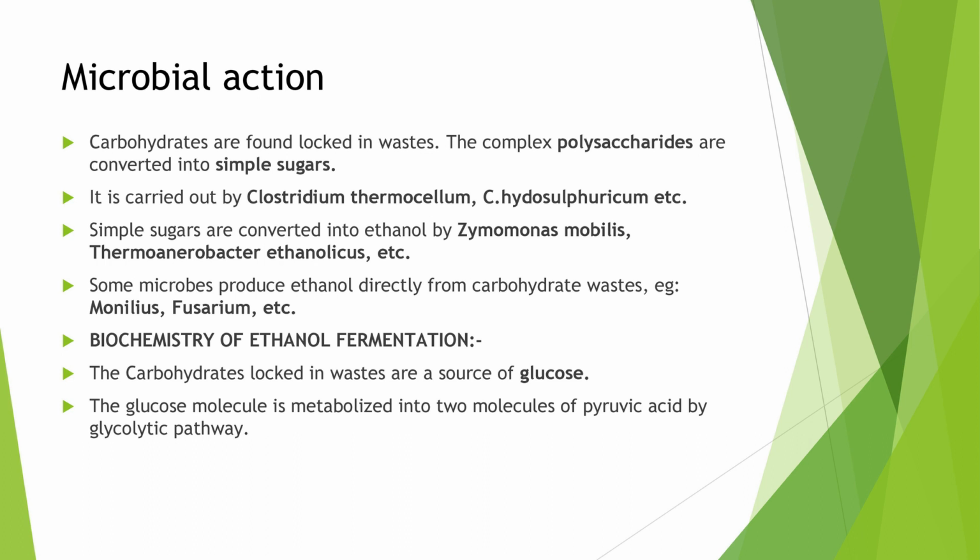The carbohydrates are found locked in wastes. The complex polysaccharides are converted into simple sugars. Some microbes produce ethanol directly from carbohydrate wastes. Examples are Monilia, Fusarium, etc.